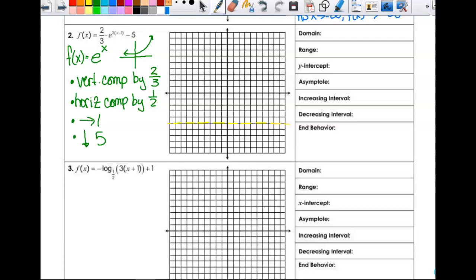Then my anchor points. I'm going to start with 0, 1. Put my pencil at 0, 1. I have a vertical compression by 2/3. So that changes my 1 to 2/3, which is right about there. Horizontal compression, x is 0, so nothing happens. I move to the right 1 and down 1, 2, 3, 4, 5.